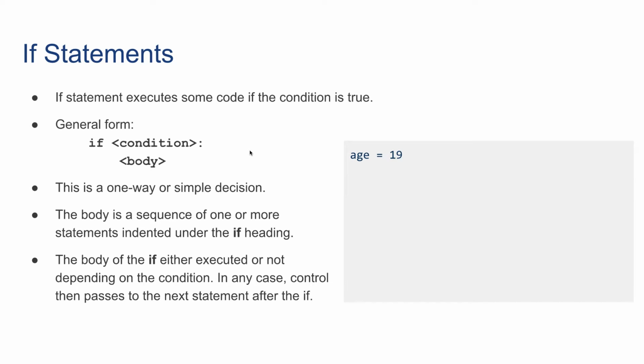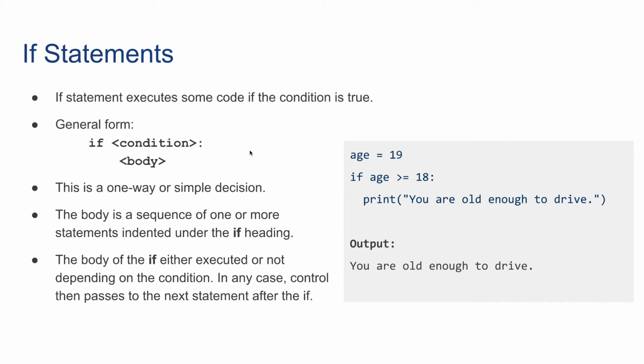So we have a variable age that is set to 19, and we have an if statement that has a condition age is greater than or equal to 18, and if that condition is true, it will print you are old enough to drive. And the output in this case would be you are old enough to drive because the condition holds. If we set age to 19, that means 19 is greater than or equal to 18. If this was false, this line of the code will not be executed.